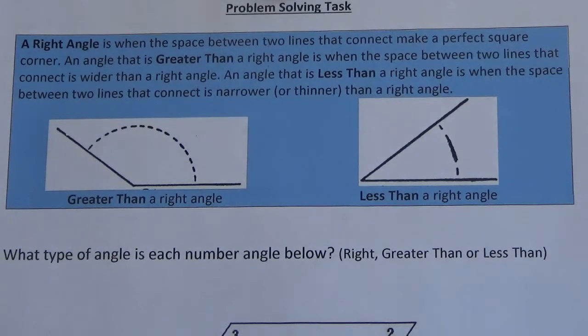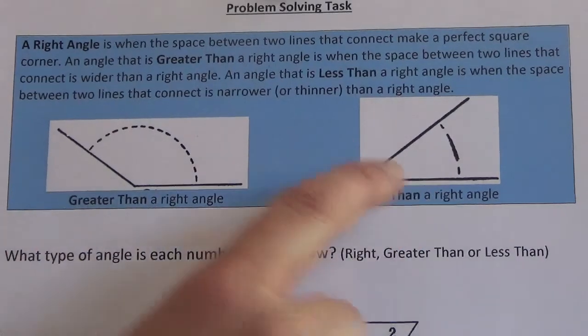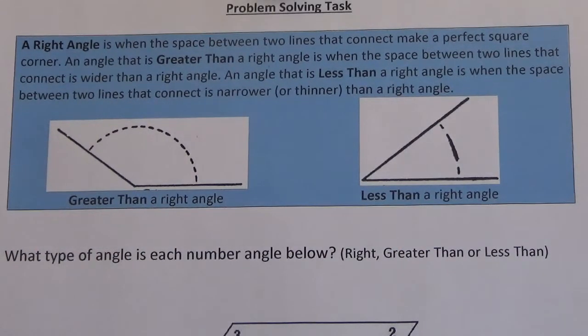And now the other type of angle is an angle that is smaller than a right angle, or less than a right angle. And it says an angle that is less than a right angle is when the space between two lines that connect is narrower or thinner than a right angle. And here you have a picture. As you get older, you're going to learn that the name for angles that are less than a right angle are acute angles. But we like to talk about them in terms of less than or greater than.